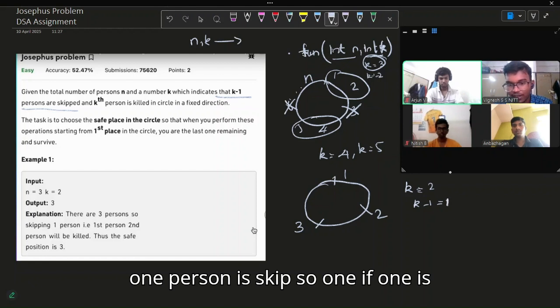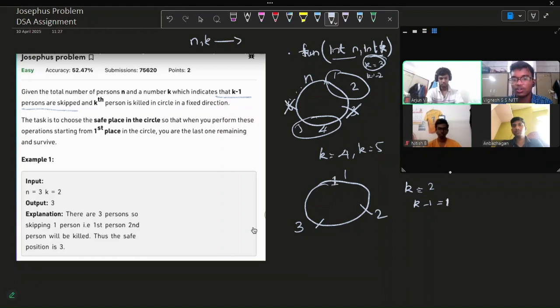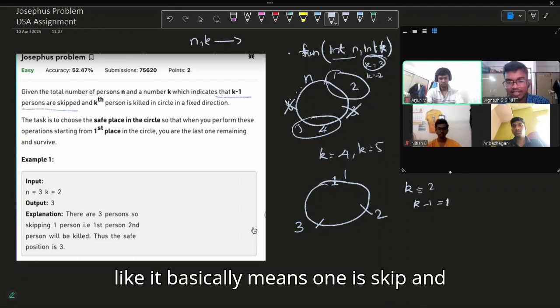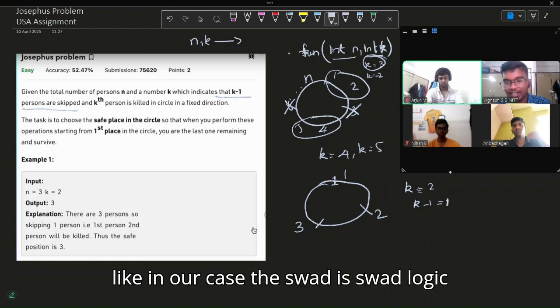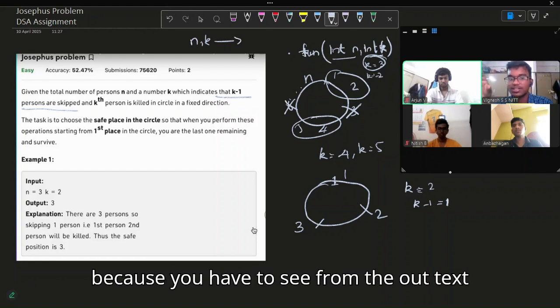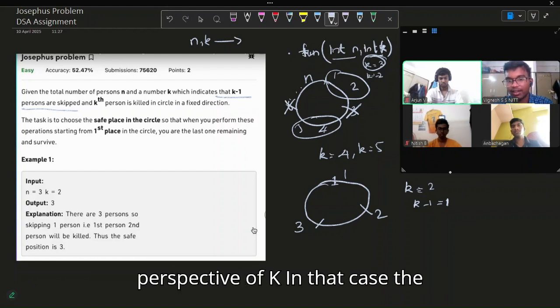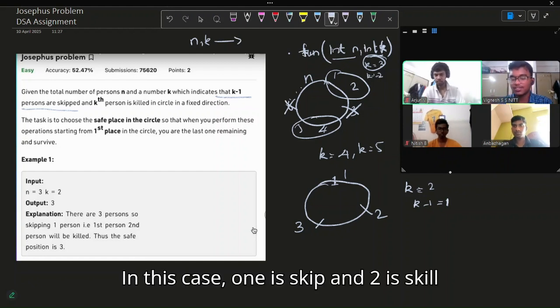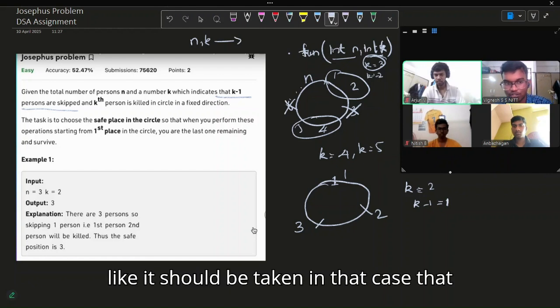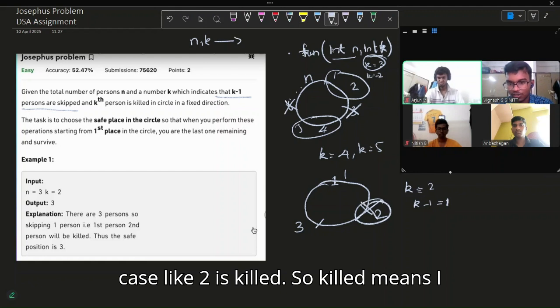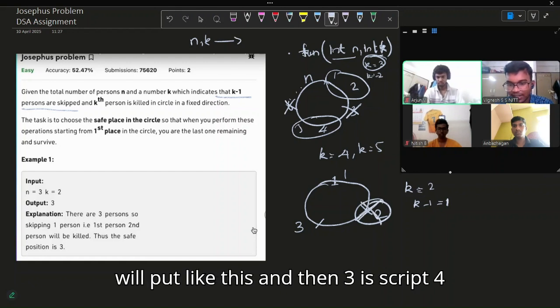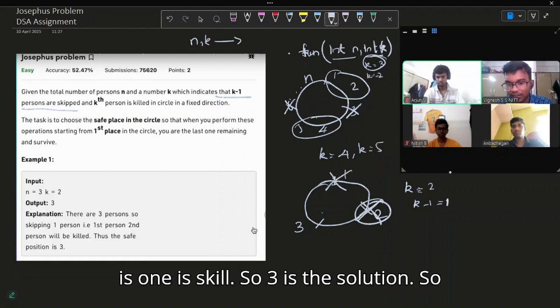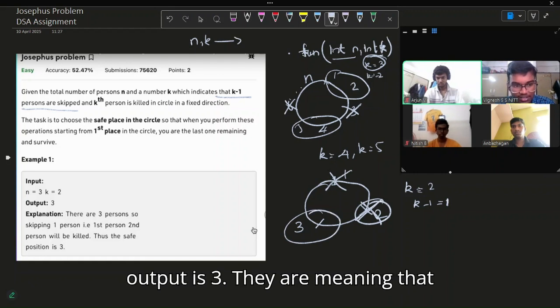So 1 is having the square, so it basically means 1 is skipped. In our case the sword logic is different, because you have to see from the outer perspective of k. In that case the next person is killed. In this case 1 is skipped and 2 is killed. So killed means I will put it like this, and then 3 is skipped, 1 is killed, so 3 is the solution. So output is 3, that is what they mean.